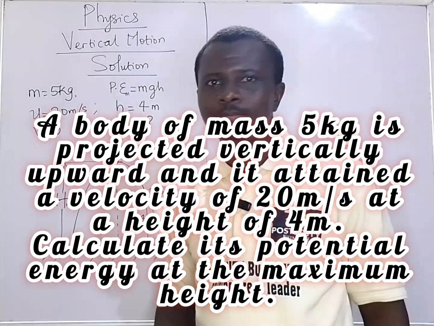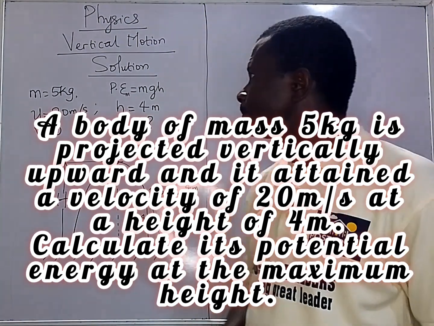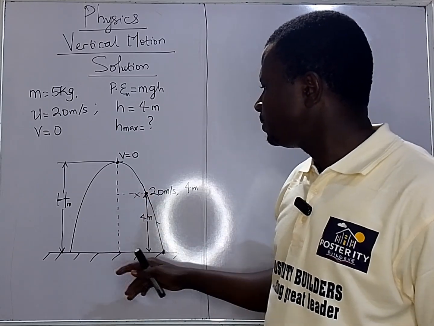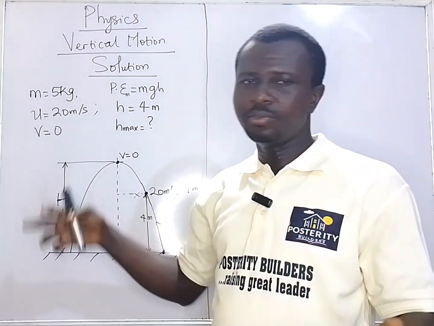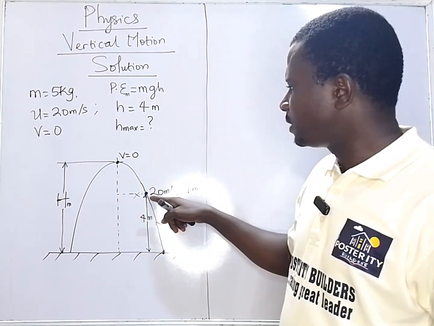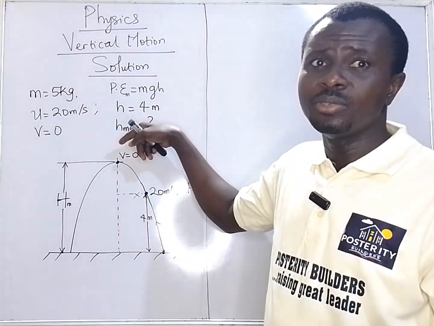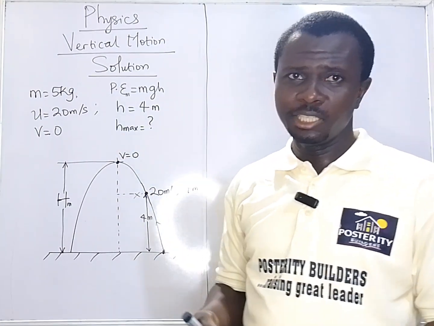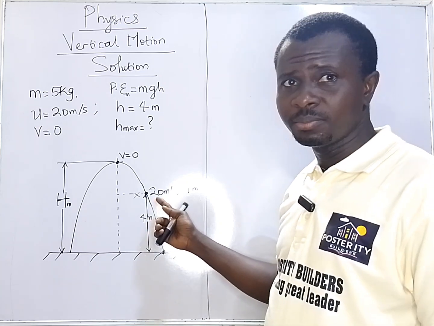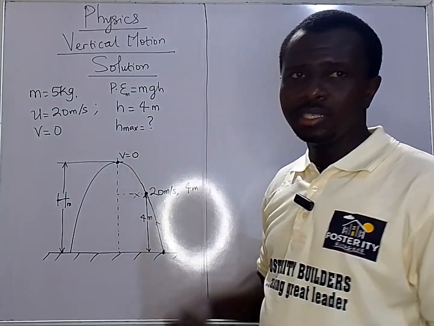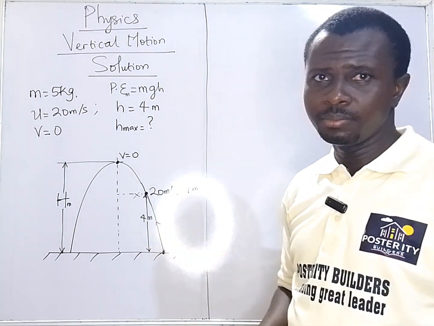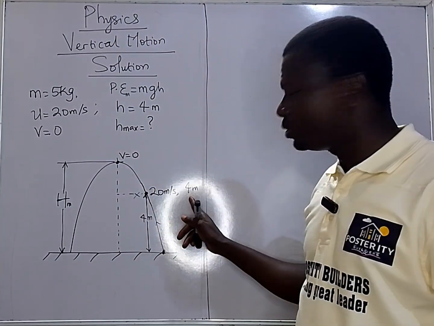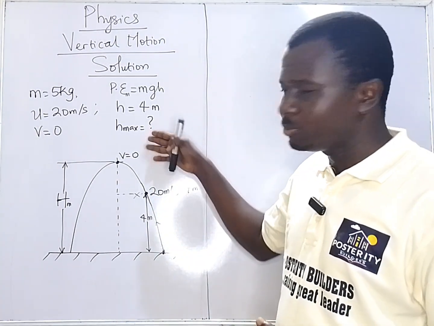As we can see, we have a 5 kg mass. The initial velocity, I decided to call this value the initial velocity because we are still looking for the velocity at the maximum height. We are also asked to look for the potential energy at the maximum height. So the velocity given is the initial velocity relative to the velocity at the maximum height. The height we are given is 4 meters, relative to the maximum height, which we don't know.